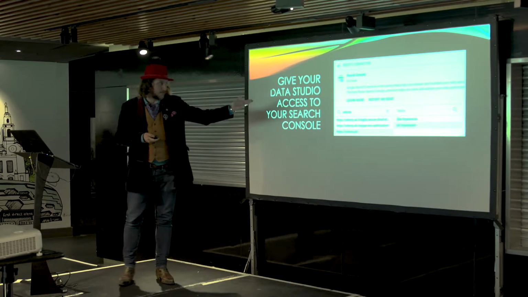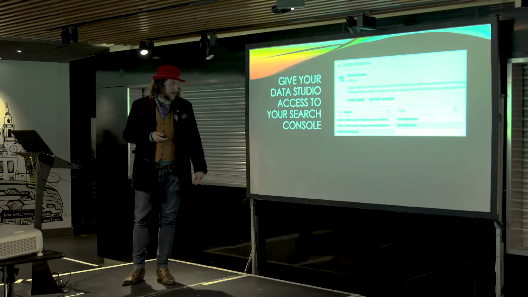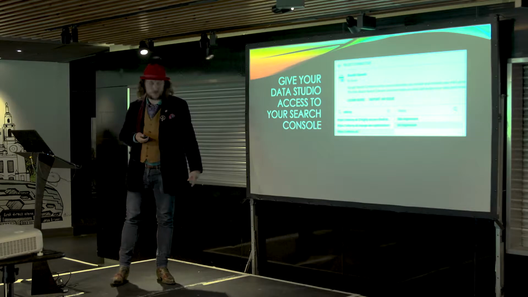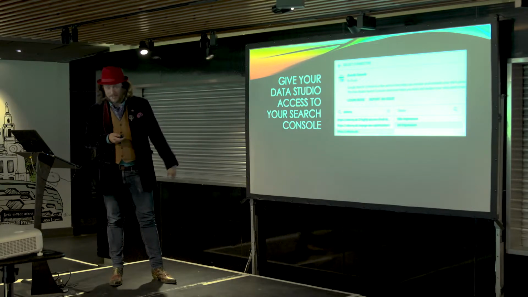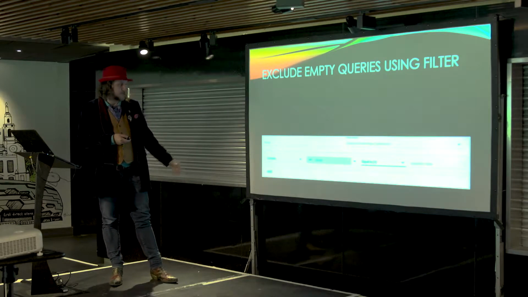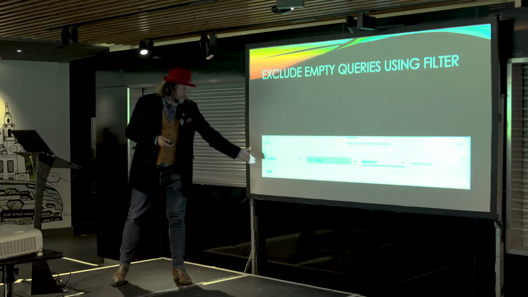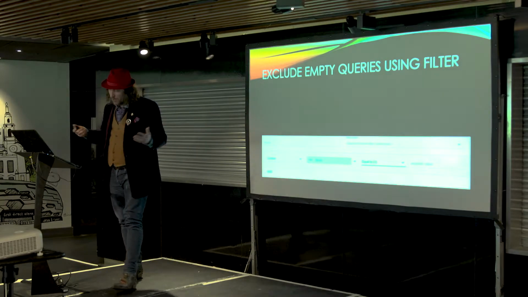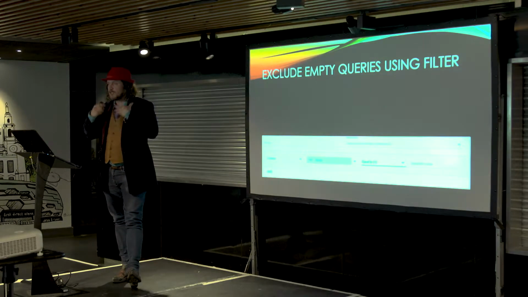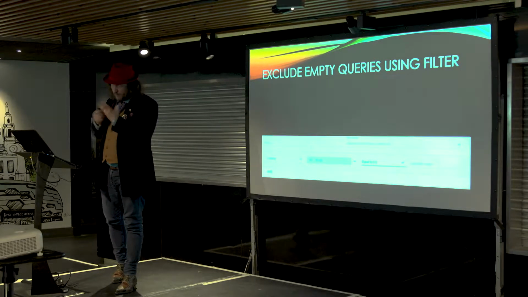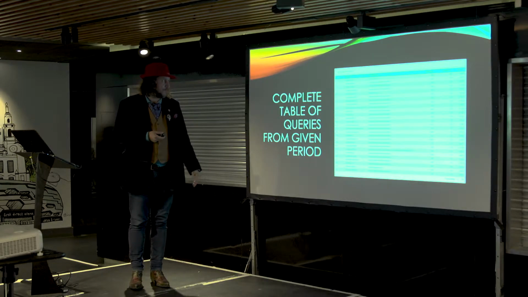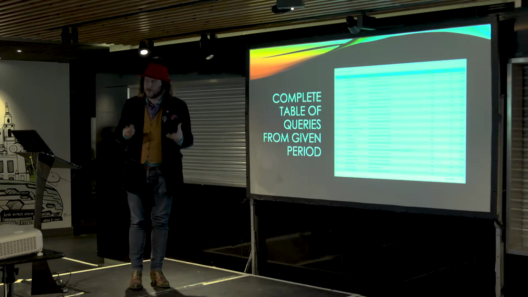So here's an example. I have my website, Zelezny UK, and I'm giving permission to my Data Studio to get the data. Yeah, I'm confirming that, and I can start building a report. First of all, I'm excluding all the queries that are empty. Sometimes through APIs, some queries are empty. We don't want empty queries, so I will see only keywords that are really keywords.